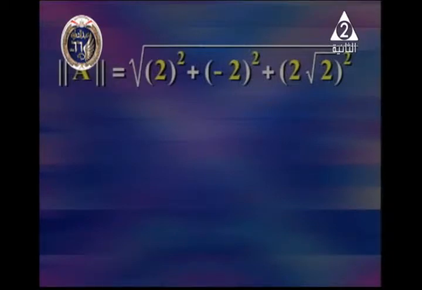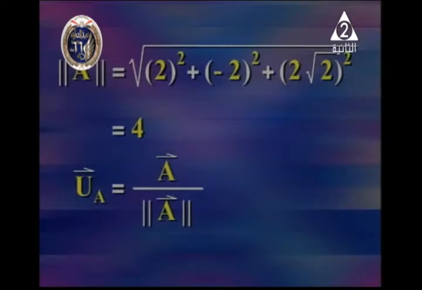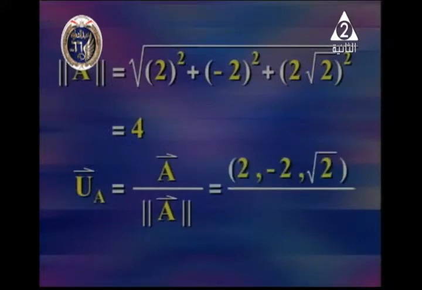Excellent student. Square root of first component squared plus second component squared plus third component squared. The answer is 4. This is the norm of the vector A. After that, the unit vector in direction A. What is the rule? A vector over norm of the vector. What is the A vector? Excellent student. (2, -2, 2√2) over 4.